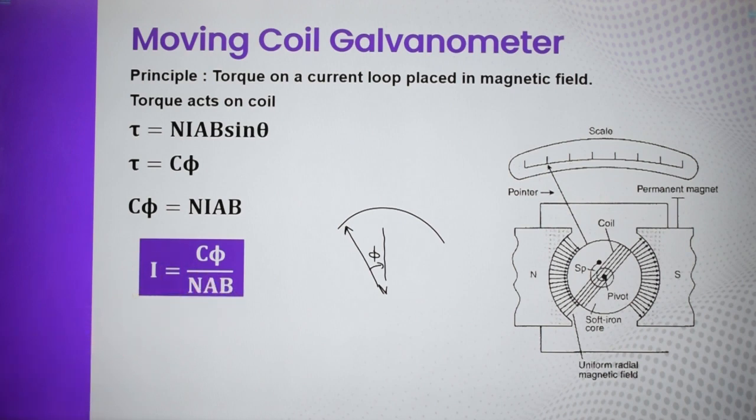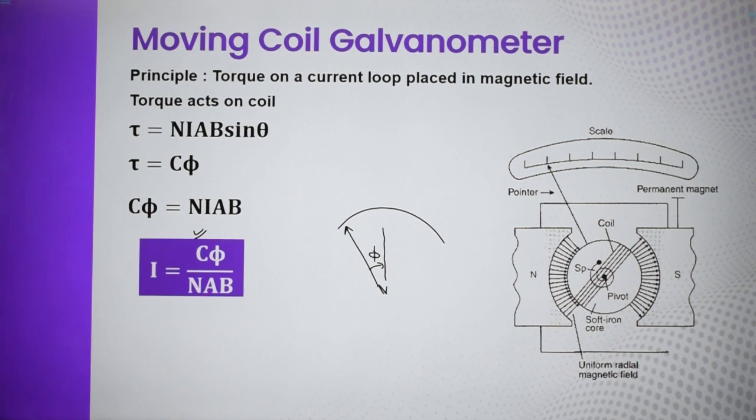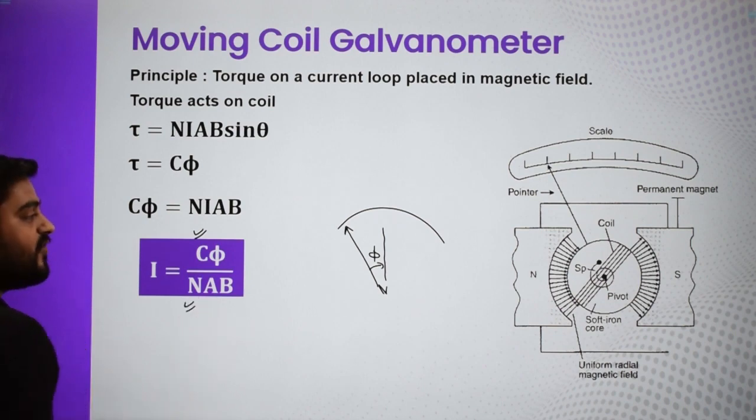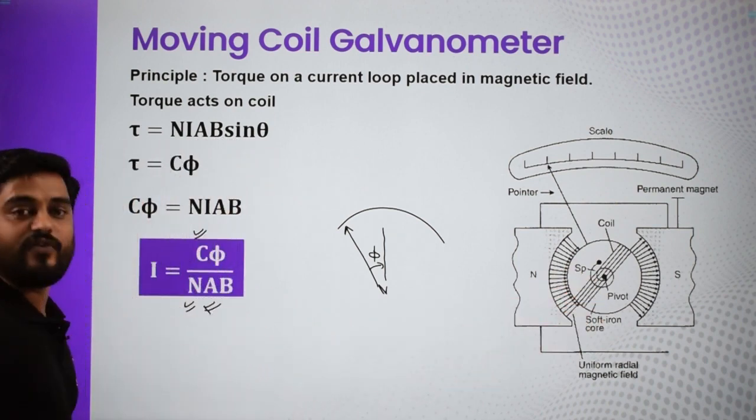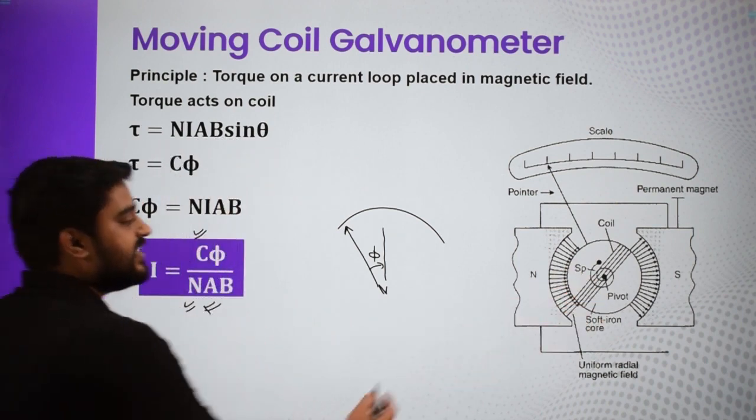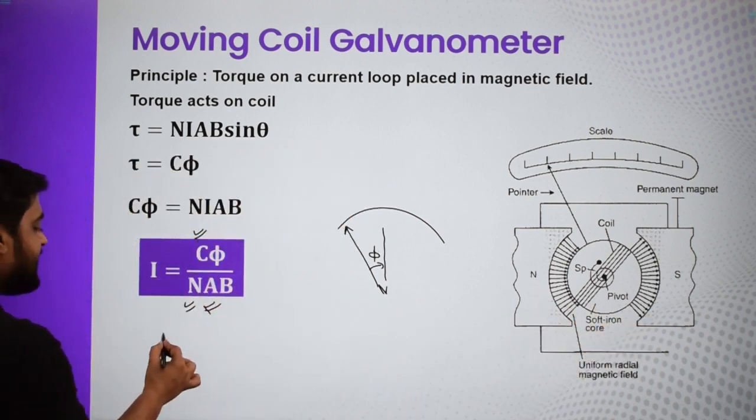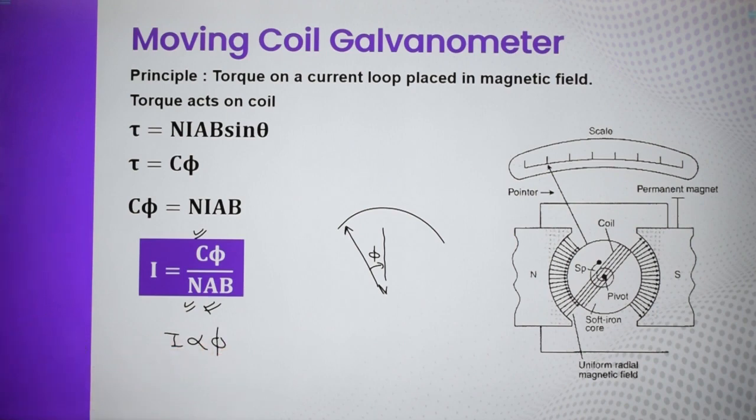They are basically proportional to each other because this spring constant or torsional constant of the spiral spring is a constant. The number of turns in the coil of the moving coil galvanometer is also constant. A is the area of the cross section of the coil, and B is the magnetic field, which is kept as a constant. So this entire thing is constant. So we can say I is proportional to phi, or phi or the deflection is proportional to I.